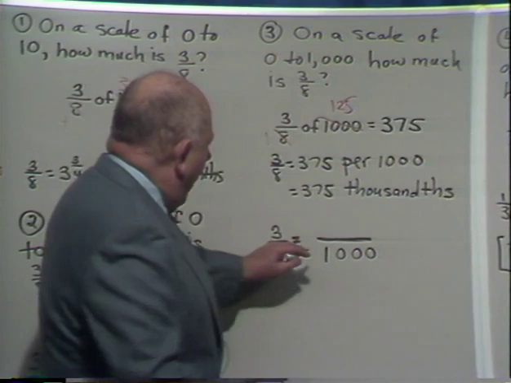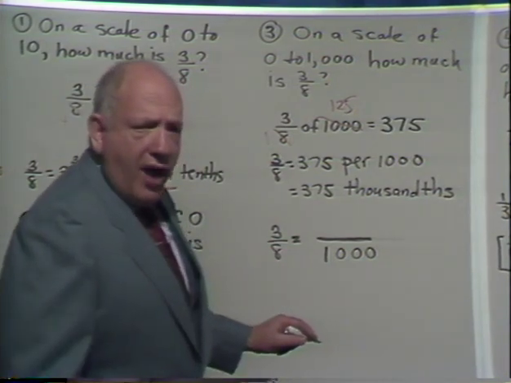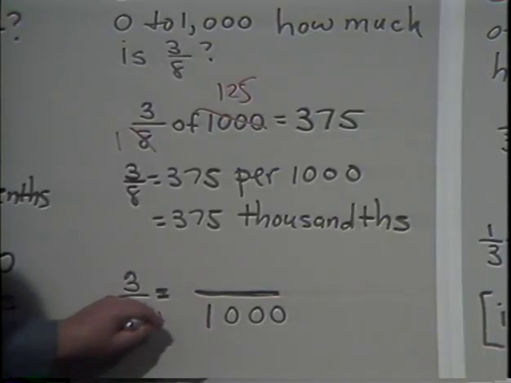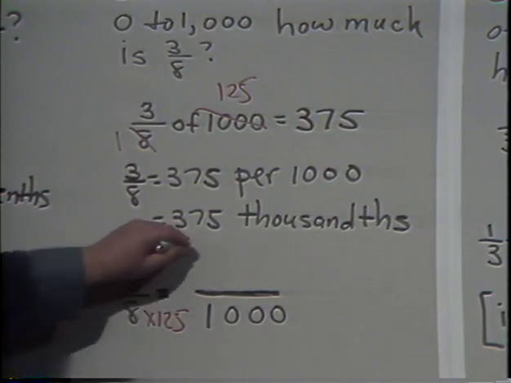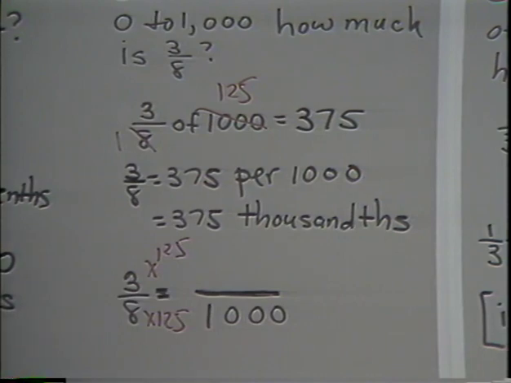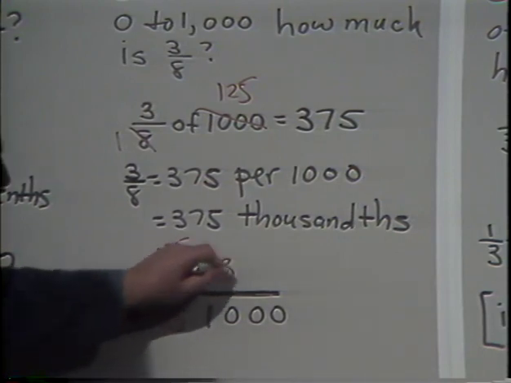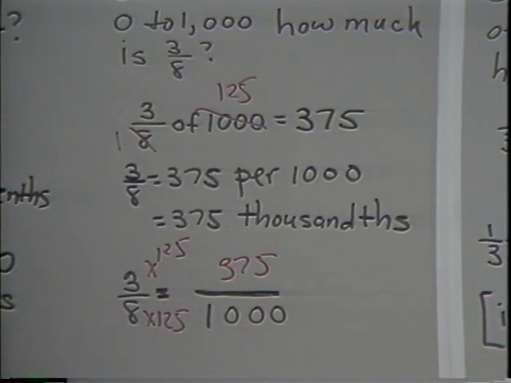And by the way, look how you could have done this back as a common fraction problem. 8 goes into 1,000 125 times. If we multiply downstairs by 125, we also have to multiply upstairs by 125, and that would give us what? 375 over 1,000.